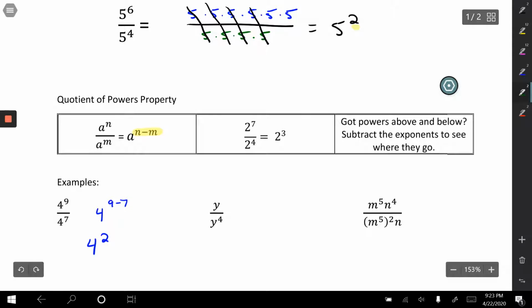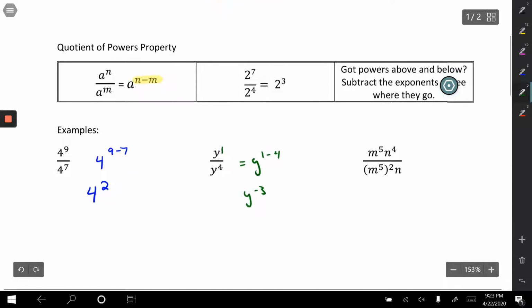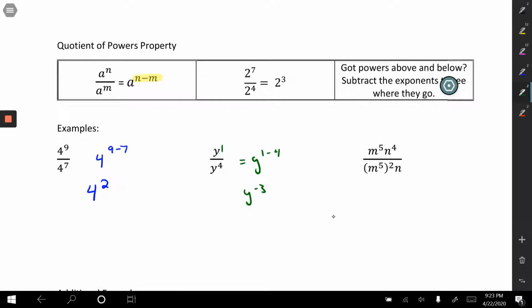But if I'm looking at the second one, I have y to the 1st power. If I don't see an exponent, it's an exponent of 1. And y to the 4th power below. That means my rule tells me to subtract 1 minus 4. 1 minus 4 gives me negative 3. Because it is a negative exponent, this power is on the wrong side of the fraction line. I have to drop it below, and then we're good to go. And that's my final answer. So that's why it says subtract the exponents to see where they go. If I end up with a negative, the power ends up going on the bottom of our fraction line.